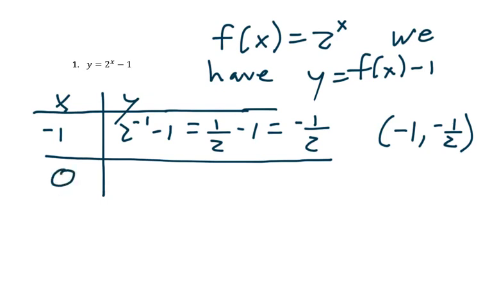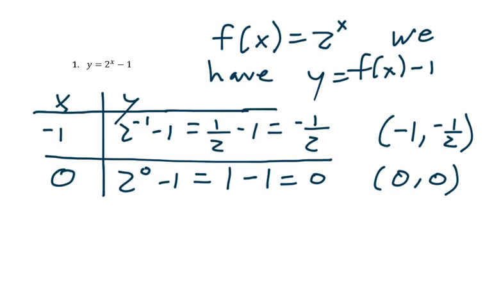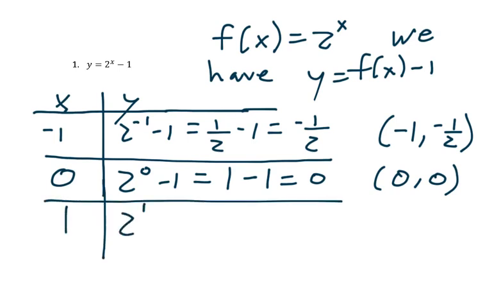At 0, we have 2 to the 0 minus 1. 2 to the 0 is 1. So we have 1 minus 1, which is 0. So the origin is on the graph. And at 1, we have 2 to the 1 minus 1, which is 2 minus 1, which is 1. So 1, 1 is also on the graph.